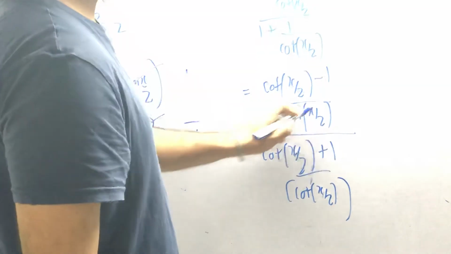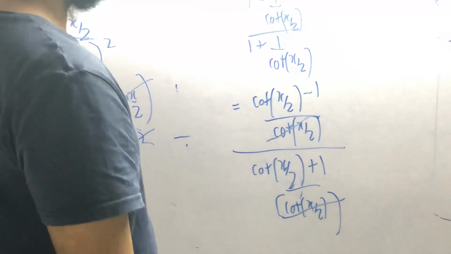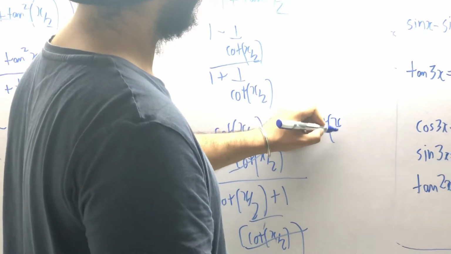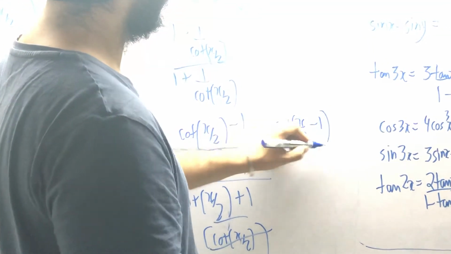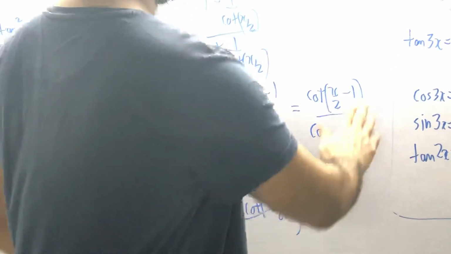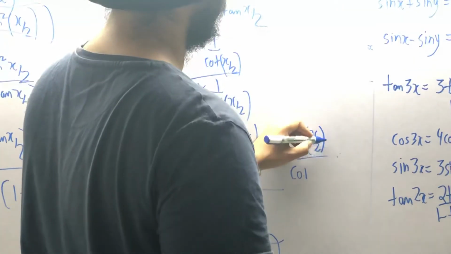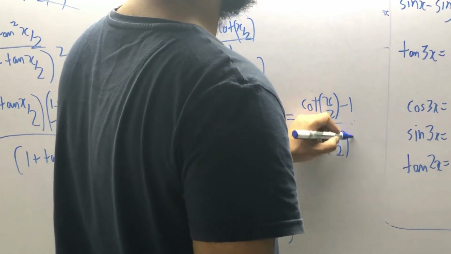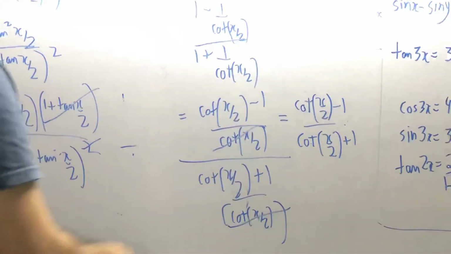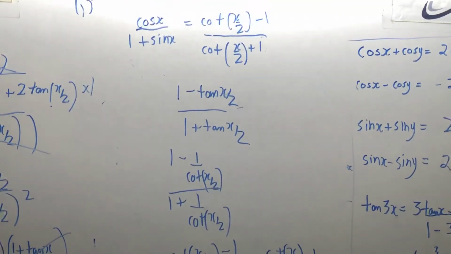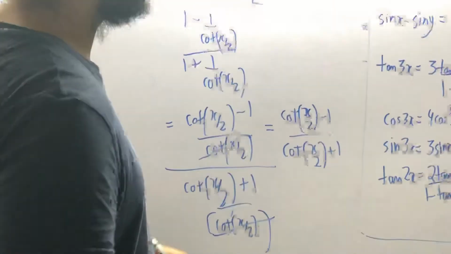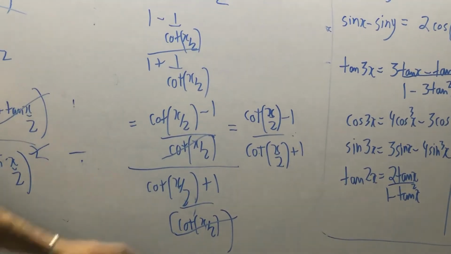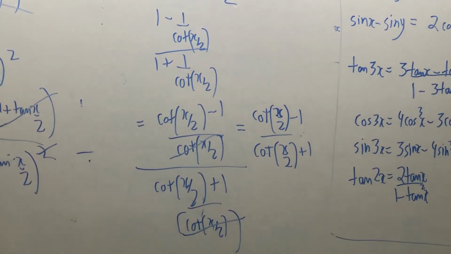cot x by 2 cancel. What you get now is cot x by 2 minus 1 upon cot x by 2 plus 1. So this is your final answer: cot x by 2 minus 1 upon cot x by 2 plus 1. LHS is equal to RHS. Hence proof.